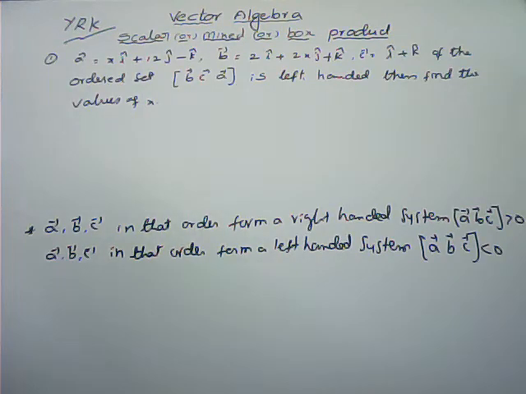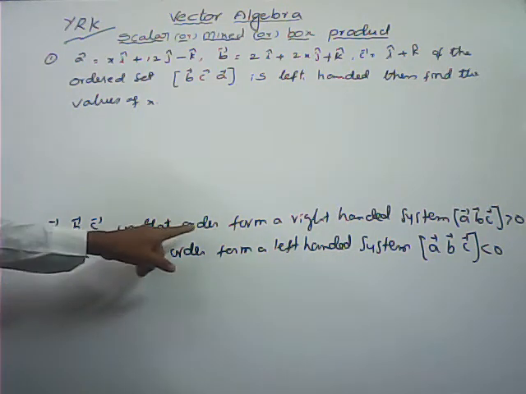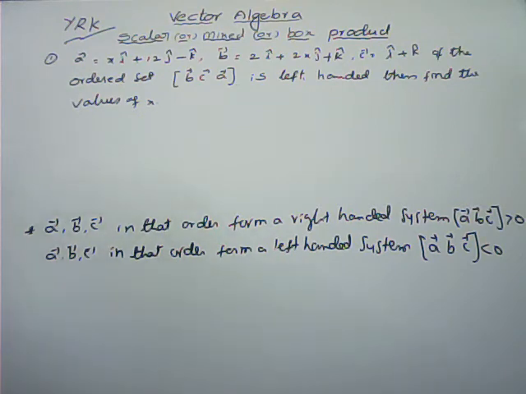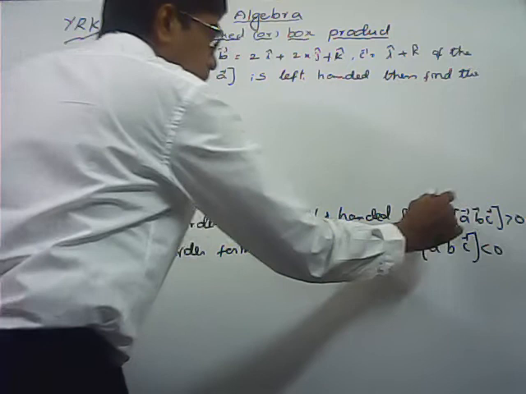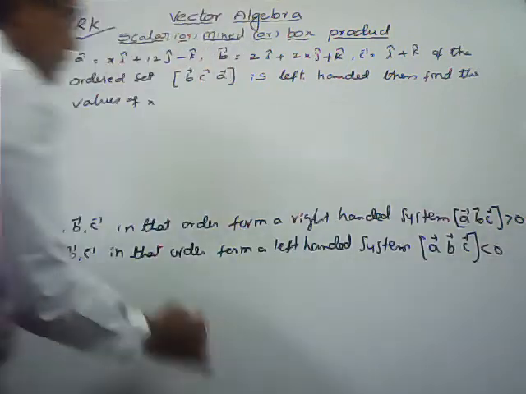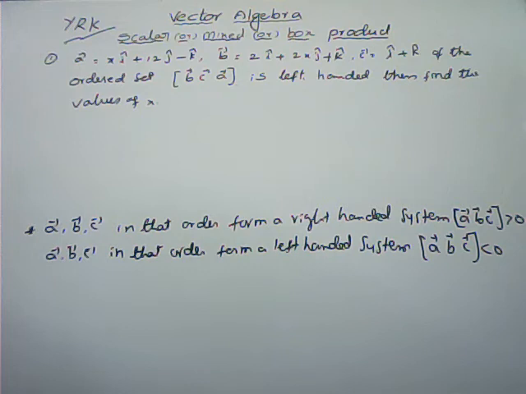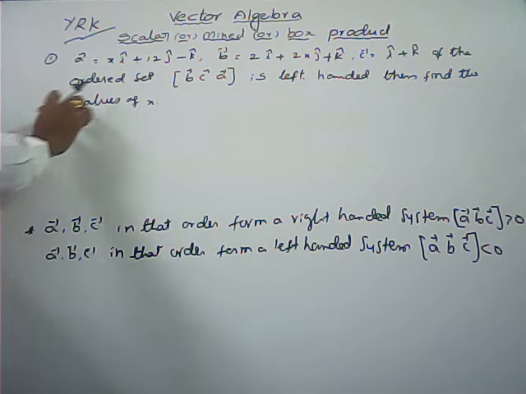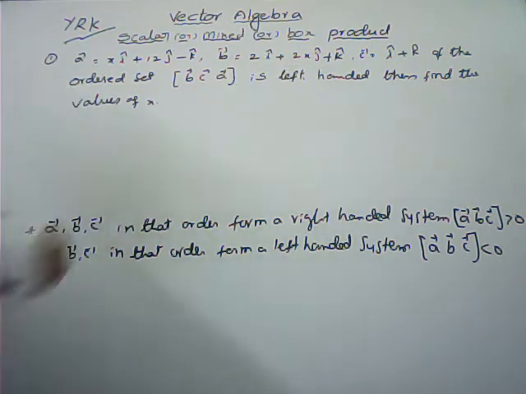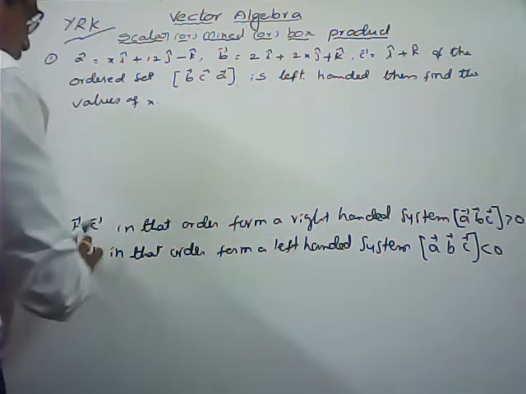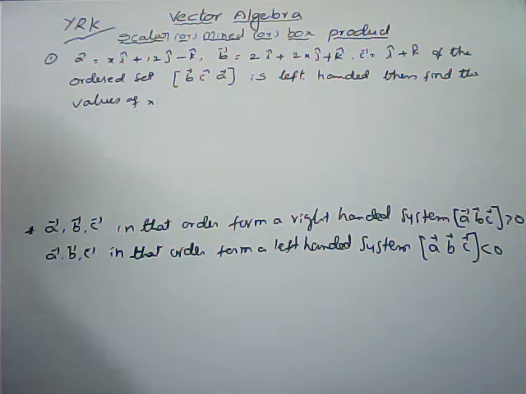Here one more point: A bar, B bar, C bar in that order form a right-handed system. Here box ABC is greater than 0. Left-handed system, box ABC less than 0. In that note you can add this point also. Now here 3 vectors are given, A bar, B bar, C bar. Of the ordered set, B, C, A is a left-handed system. Then find the values of x. Left-handed means here A, B, C form a left-handed system, we can write box ABC less than 0.